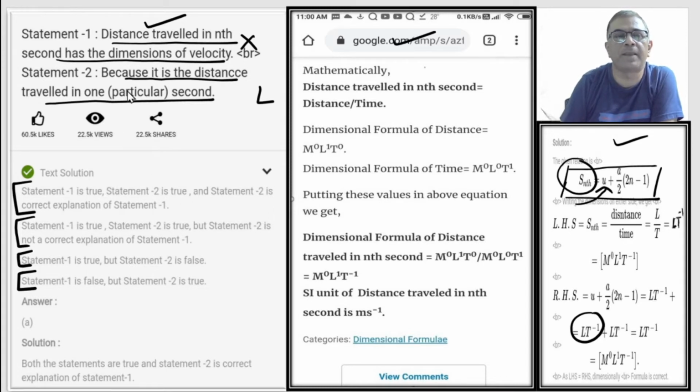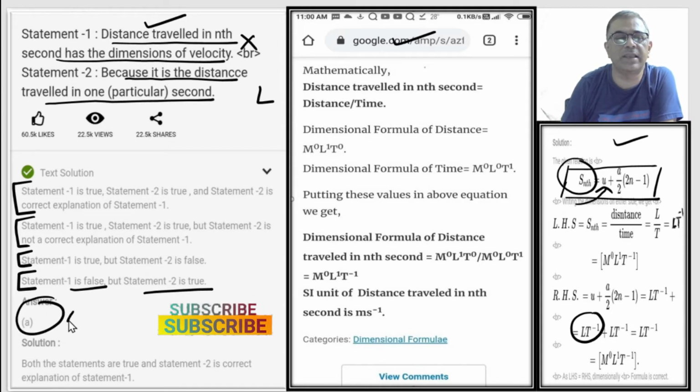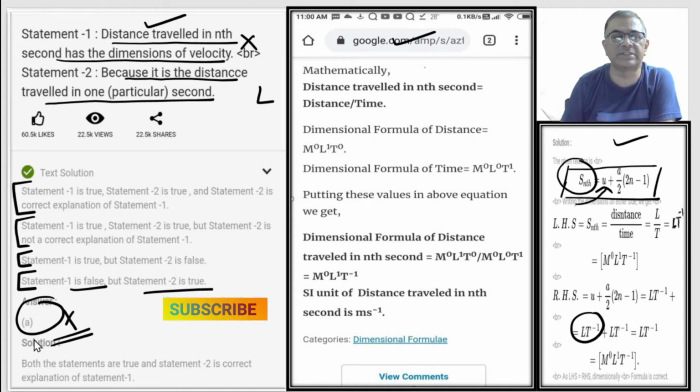Over here, statement first is false. Statement first is false. Is that right? And statement 2 is true. Is it okay? And the option given in this caption is A. So this option A definitely is a false statement.